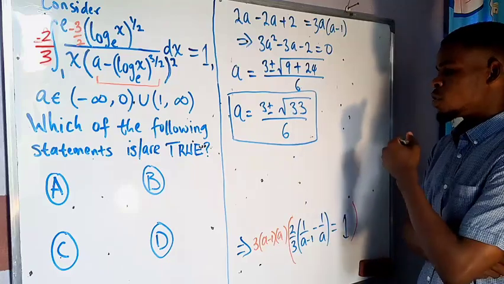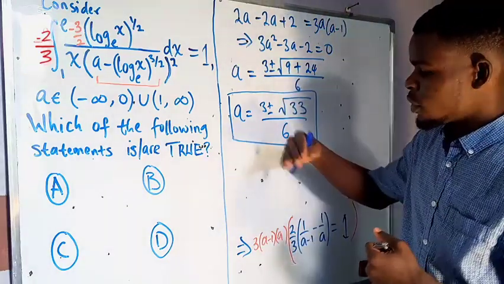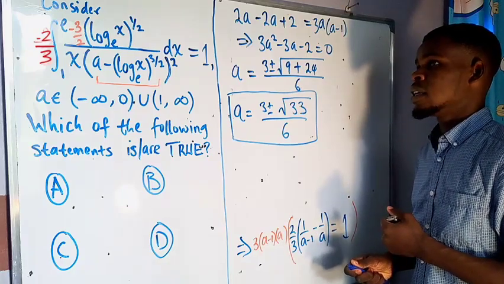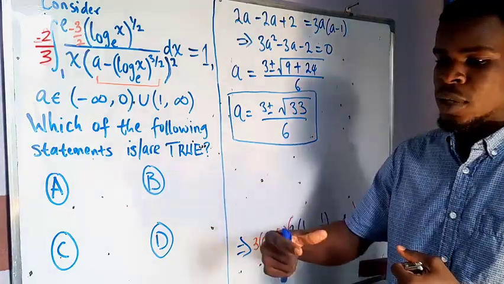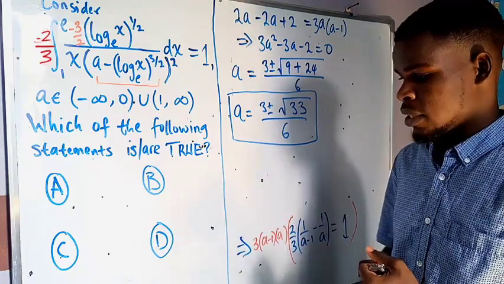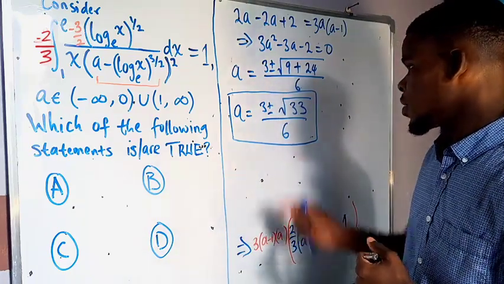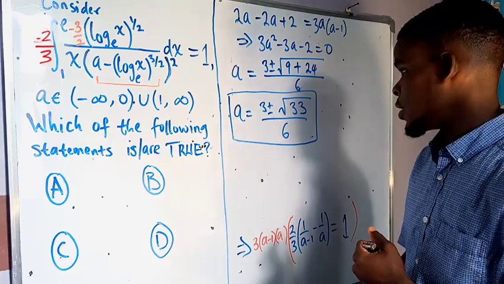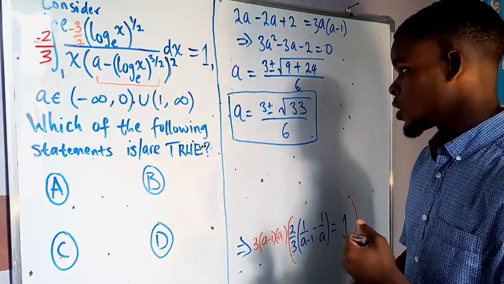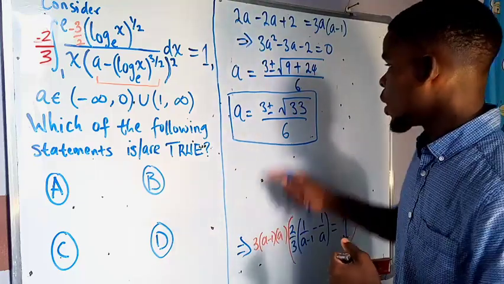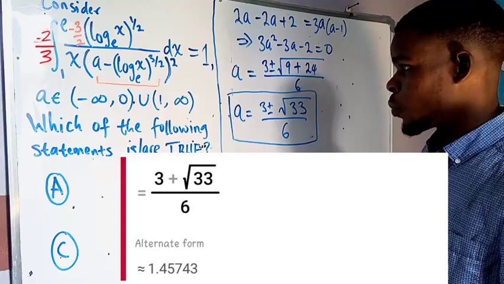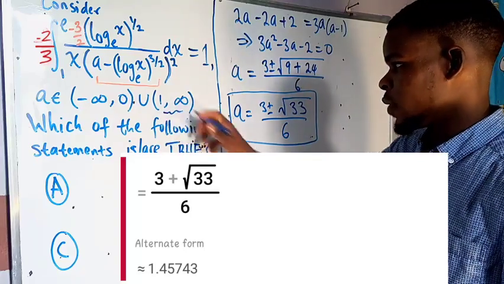Well, we notice that the square root of 33 is going to lie between 5 and 6. In fact, if you look at half of 25 and 36, the square root of 33 is bigger than that, which means it will be bigger than 5.5. So let's say it is around 5.7. If you add 3 to 5.7, that will be about 8.7 divided by 6, that will be 1 point something, which means it lies in this interval.